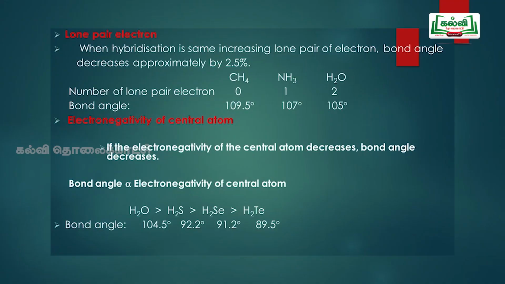Another factor, electronegativity of the central atom. You should consider the electronegativity of the central atom and the electronegativity of the bonded atom. As the electronegativity of the central atom decreases, bond angle also decreases. See, bond angle is directly proportional to the electronegativity of the central atom. Look at the example: water, H2S, H2Se, selenium hydride, tellurium hydride. The electronegativity of the central atom, oxygen, sulfur, selenium, tellurium, decreases, so the bond angle also decreases.